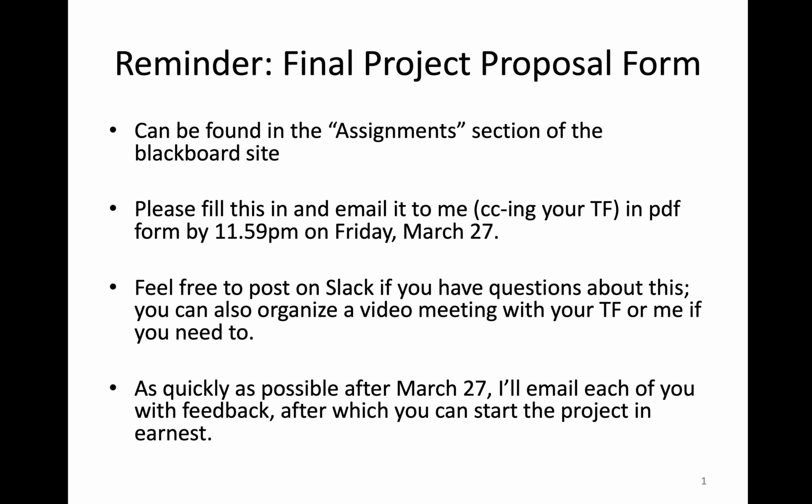Now, the purpose of this thing is to allow me to make sure that your project topic makes sense, that you're going to have enough to go on in terms of the resources, the references that you're using. Now, if you have any questions about this, then do feel free to post them to Slack, or you can organize a meeting with me or your TF. So once you've done this, as quickly as possible after March the 27th, I'll email each of you individually with feedback, after which you can feel free to start the project itself.